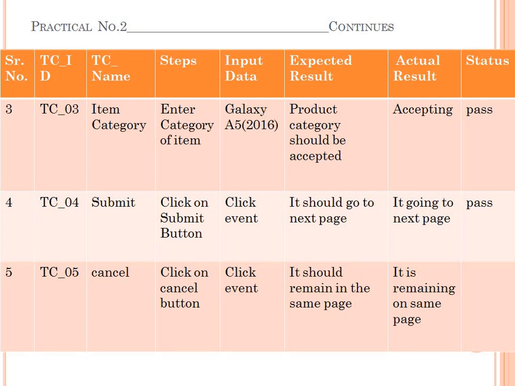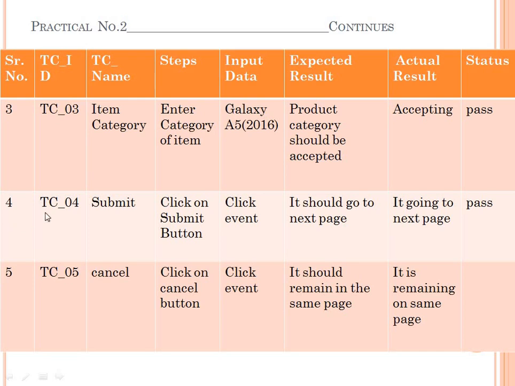Here the input data is Galaxy A5 2016. The product category should be accepted. If the actual result is accepting, then status is pass. If there is no requirement of Galaxy A5, then the status is fail.